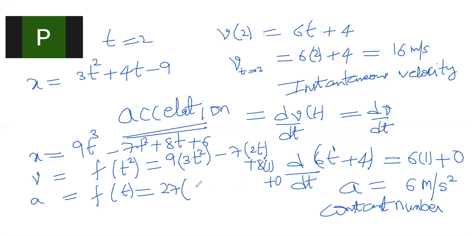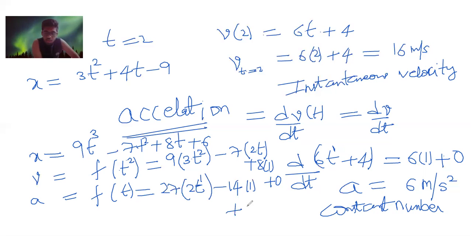The derivative of t square is 2t. Then 2t power 1, minus 14. The derivative of t with respect to t is 1. Yes, this term has become 0, because it is not a function of t.